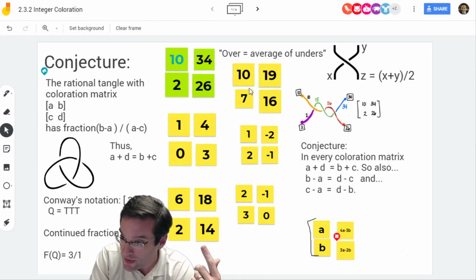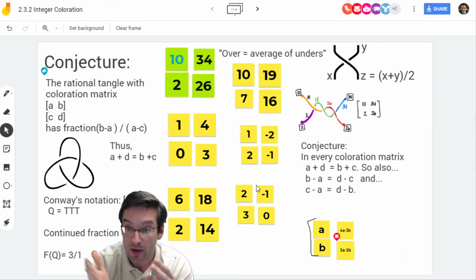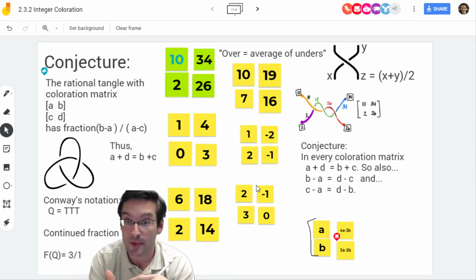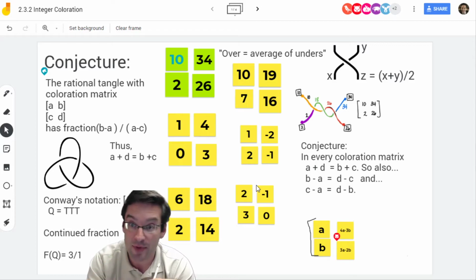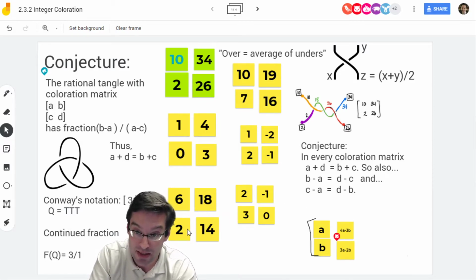And each one of these matrices, the first thing that you all noticed was that there was this diagonal property, that the sum of the numbers we get on the diagonal is always the same as the sum of the numbers we get off on the anti-diagonal, right? In the original matrix, 1 plus 3 was equal to 0 plus 4. And all these other matrices, 10 plus 16, 26, which is the same as 19 plus 7. 6 and 14 are the same as 18 plus 2.